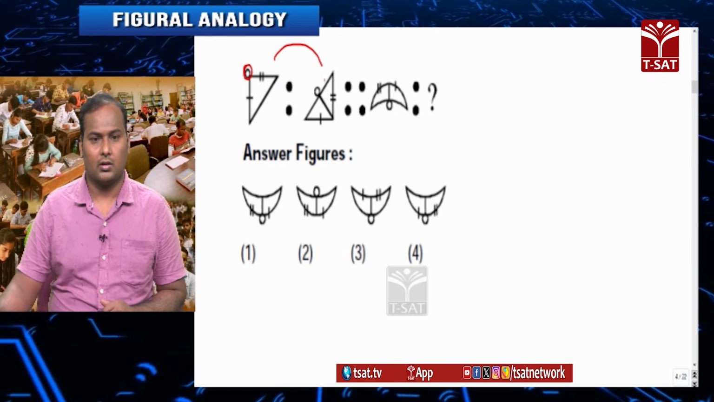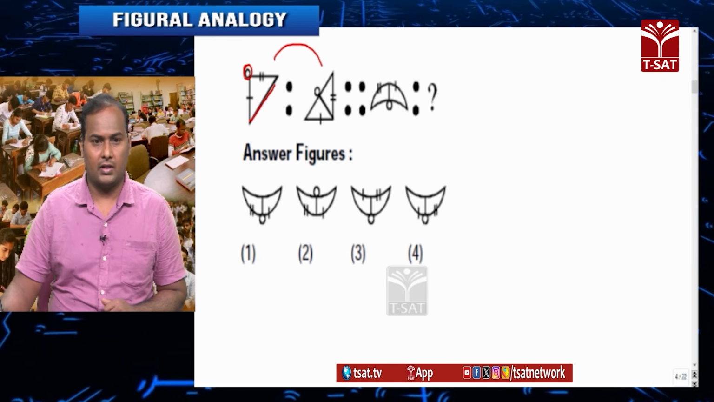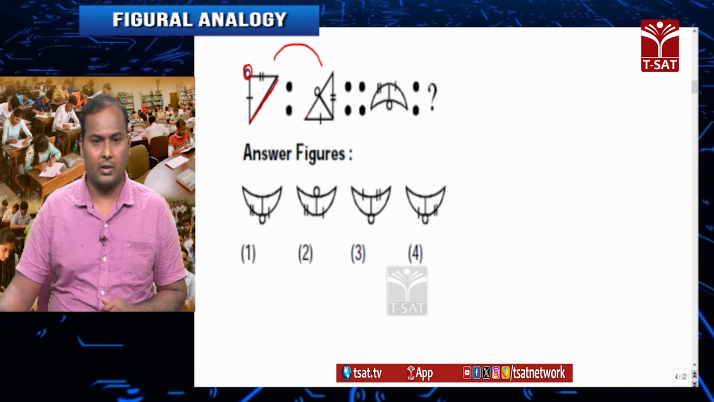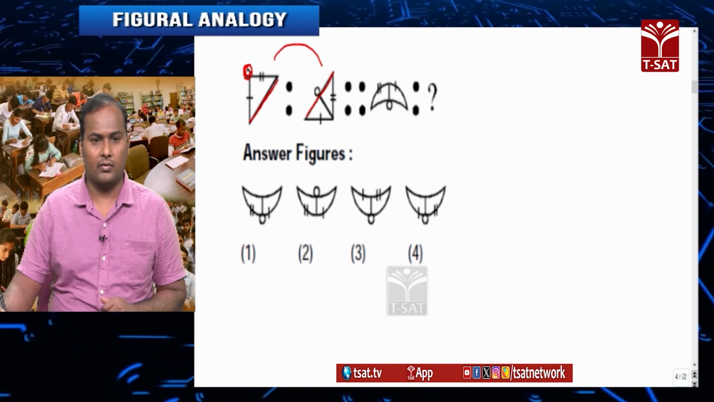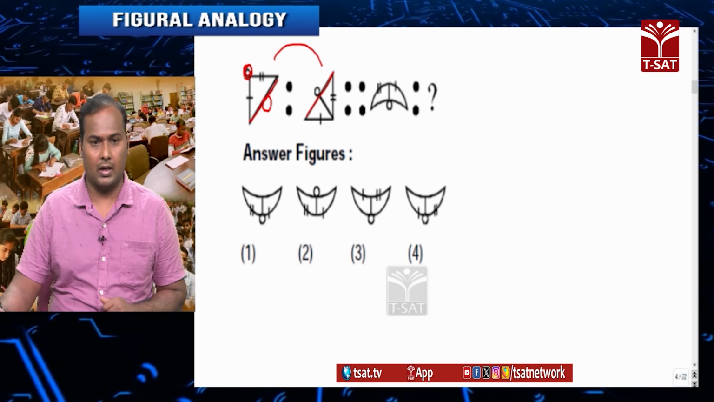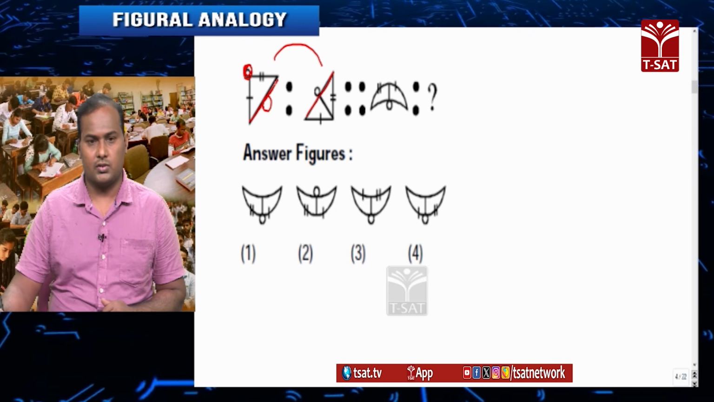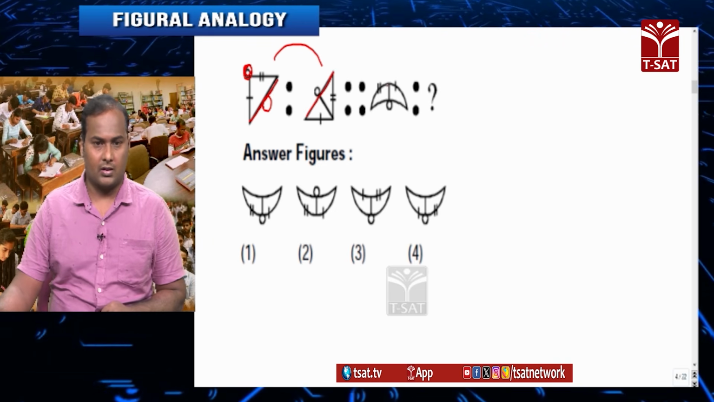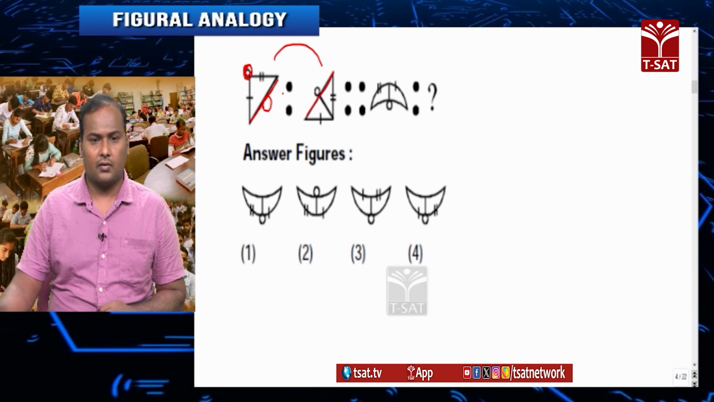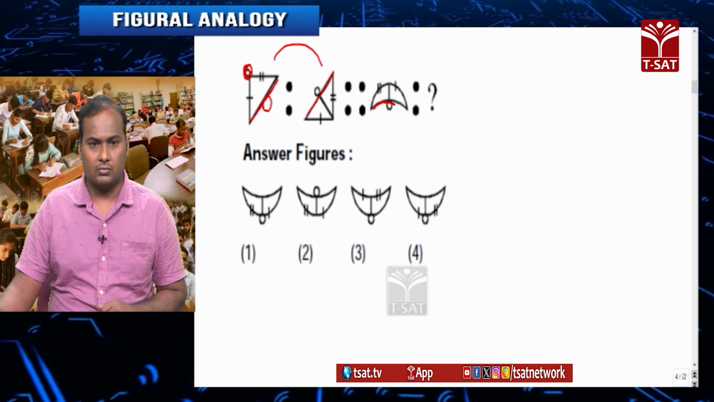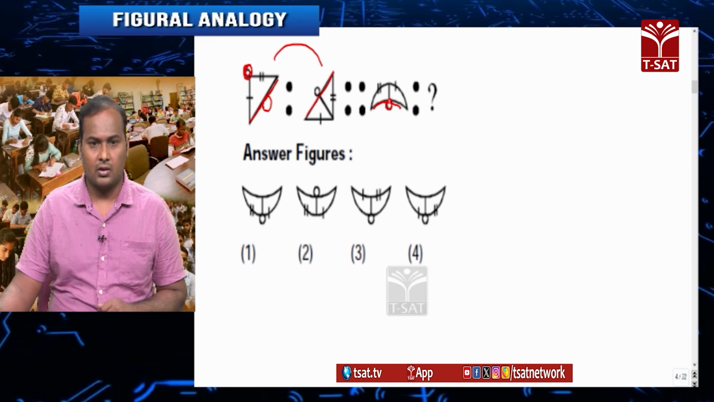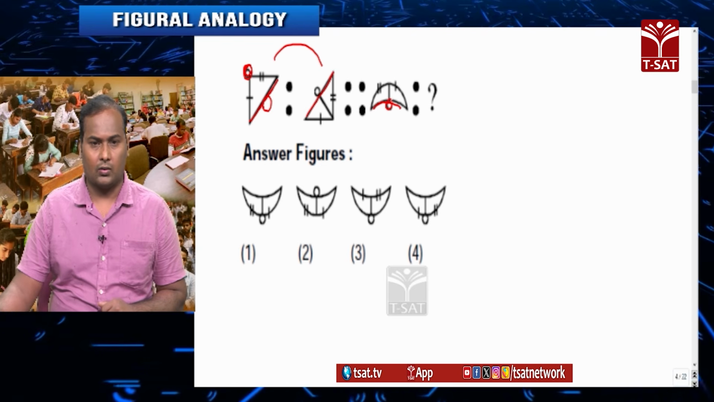You see here, initially the line was at the bottom, now it became top. What about the circle? The circle was initially on the vertex, now it came onto the line. So based upon these two changes, you try to get the answer. The first one is the circle. The circle which is at the bottom, on the curved surface, now comes to the top.